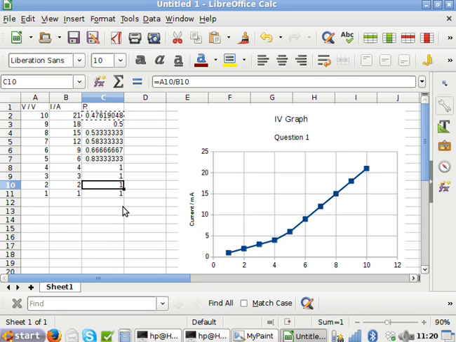B, calculate the resistance. What's the formula for resistance? V over I. Now, what's happening here with the resistance? It's increasing. Right. What is the smallest value? 0.476. What's the largest value? 1. And finally, is this material ohmic? No, it's not because it's not a straight line graph.